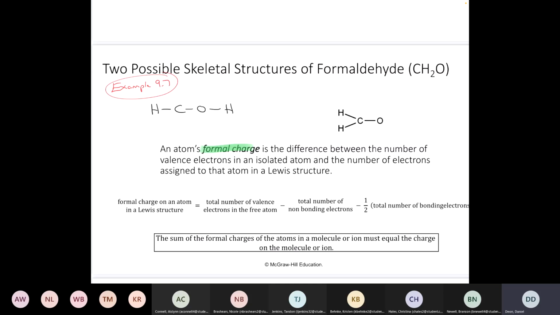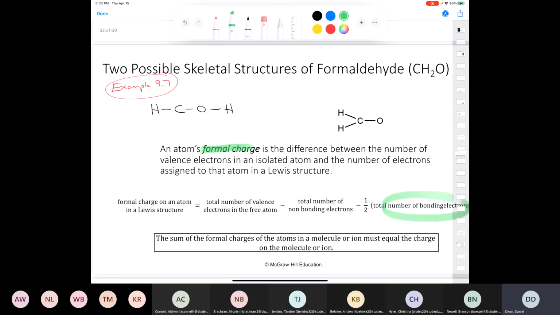You say the formal charge is going to be equal to the total number of valence electrons. You subtract the number of non-bonding electrons, so those are the little dots that aren't in a bond. Subtract half the number of bonding electrons. What's a bonding electron? That's an electron that's in a bond. So, are you ready for Mr. Dion's treatment that is easier for students to remember? Formal charge is going to be equal to the number of valence electrons, subtract the number of dots, subtract the number of sticks. Okay, a stick is a bond and a dot is a dot.